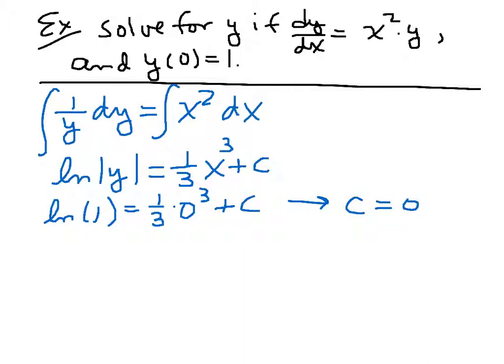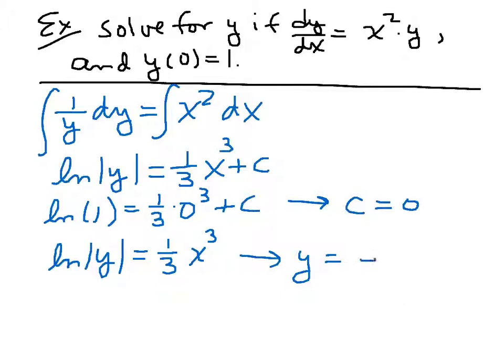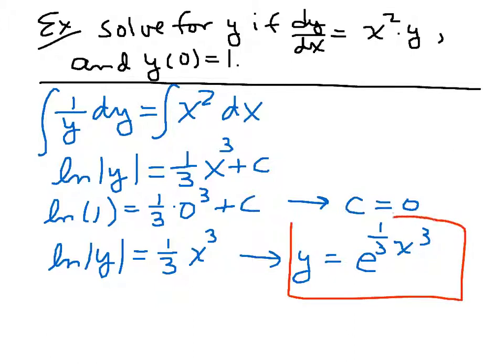And so therefore what we have is ln of absolute y is equal to 1/3 x cubed, and we can solve for y, and we get y is equal to e raised to the 1/3 x cubed, and that would be our final solution to this separable differential equation.